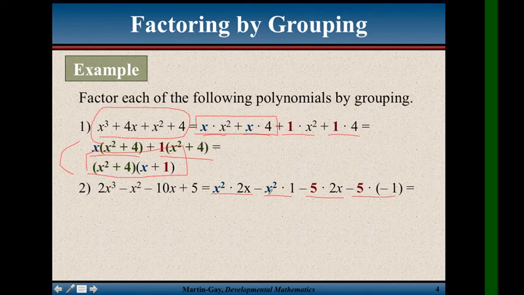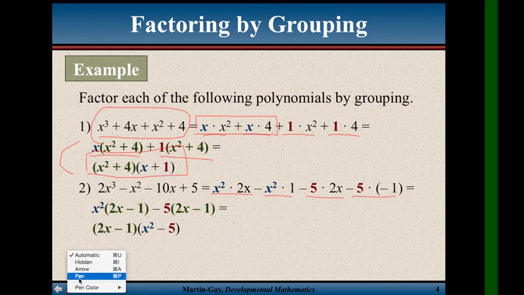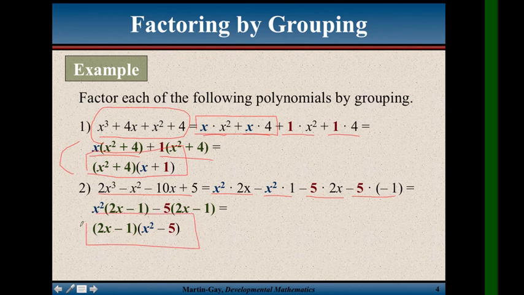Next, we will just get the GCF of the given terms. So we have x squared times 2x minus 1, and negative 5 times 2x minus 1, right? The GCF of these becomes 2x minus 1 and the remaining factor becomes x squared minus 5. So therefore, we multiply 2x minus 1 times x squared minus 5 to get this expression. So these are the factors of this particular equation.